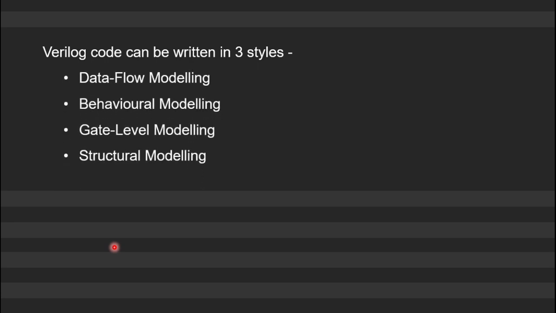Let's start with that. In Verilog, code can be written in three different design styles. We have data flow modeling, behavioral modeling, and gate level modeling. But there is also a fourth design style which is known as structural modeling, which can be used to model the Verilog code. Let's start with data flow modeling.